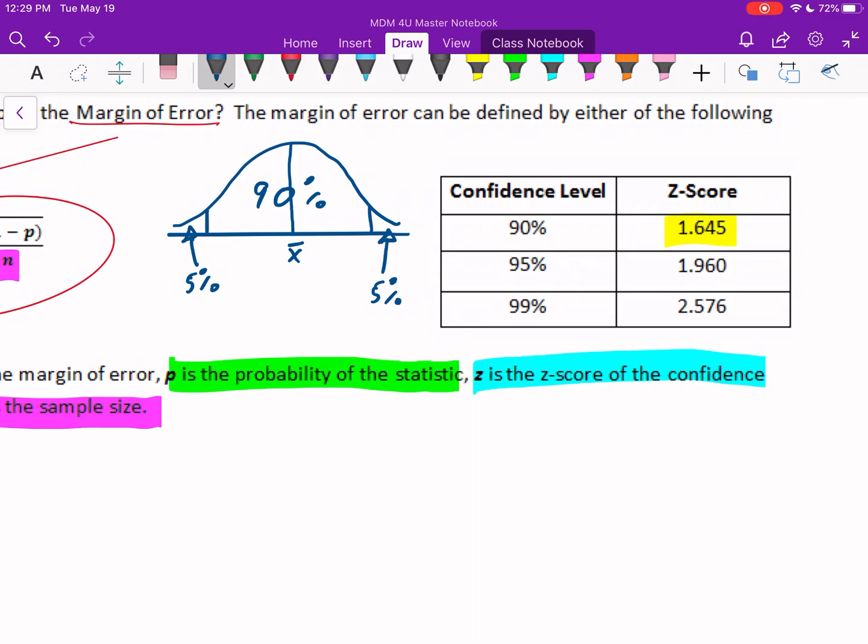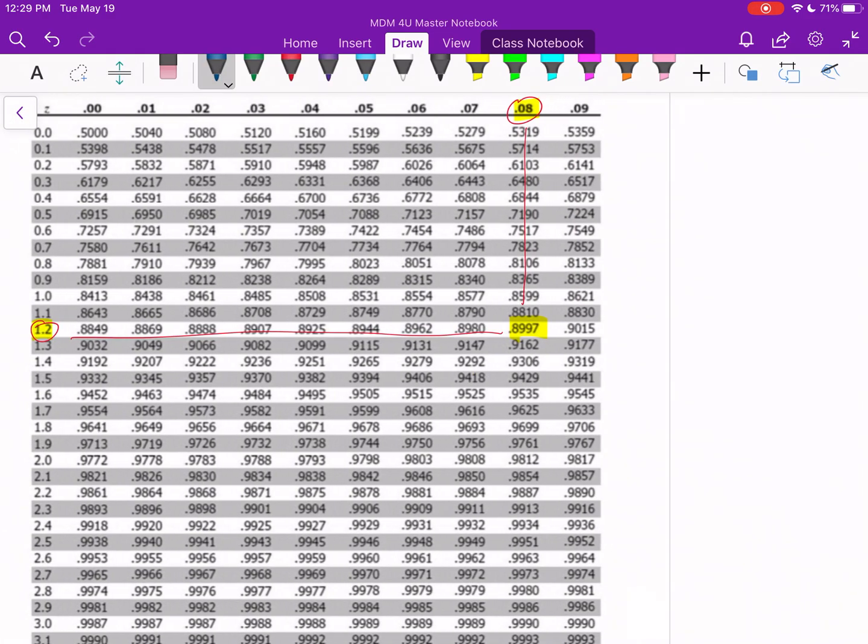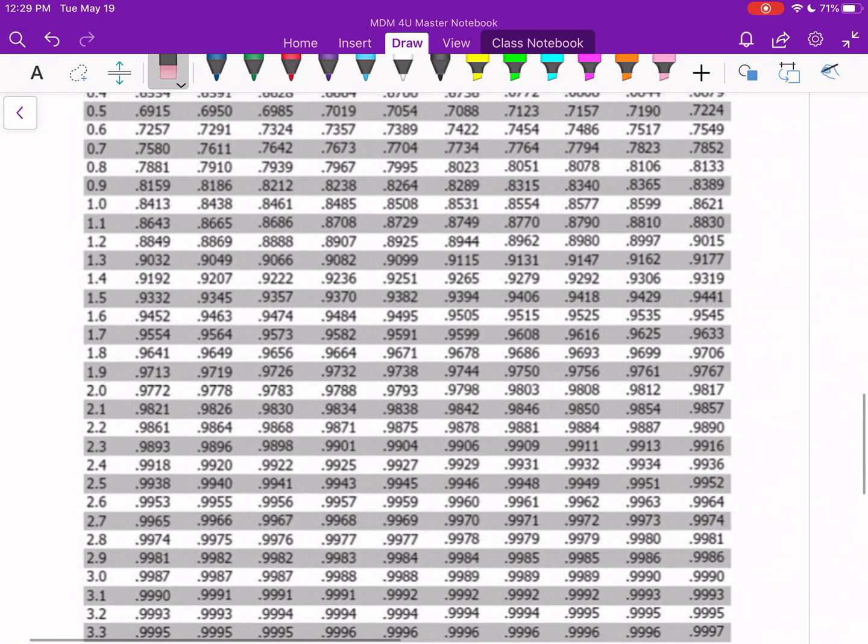So if I wanted to find the z-score that goes along with a 90% confidence level, then I would want to find the z-score that goes as close to 0.95 as possible. So if we go back to that table, and look for 0.95 or as close to 0.95 as we can, it's exactly halfway in between these two, isn't it?